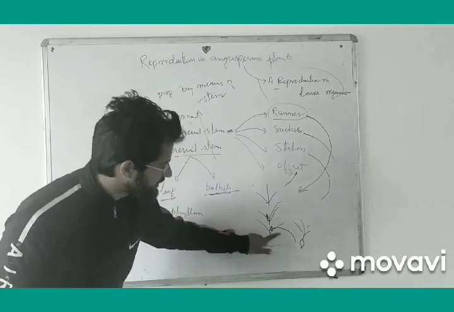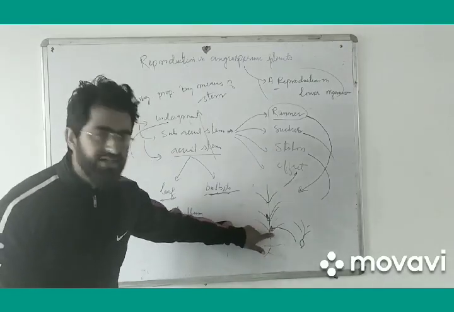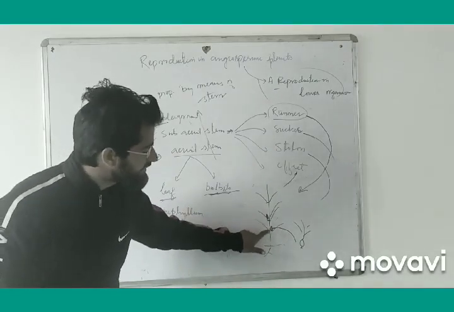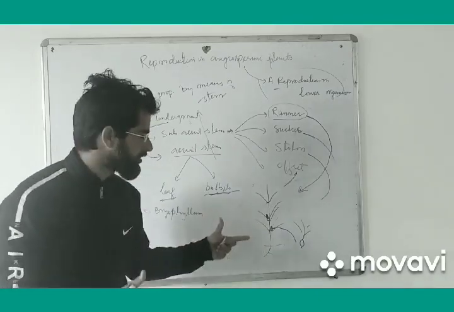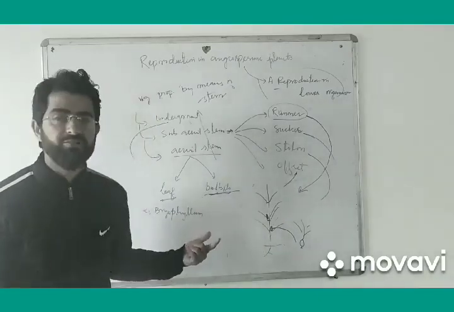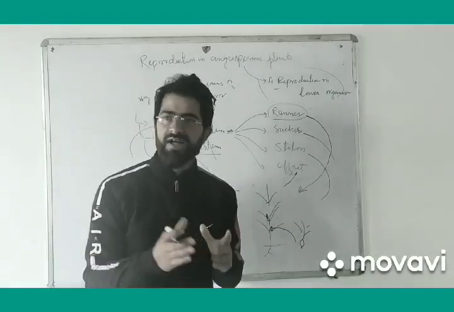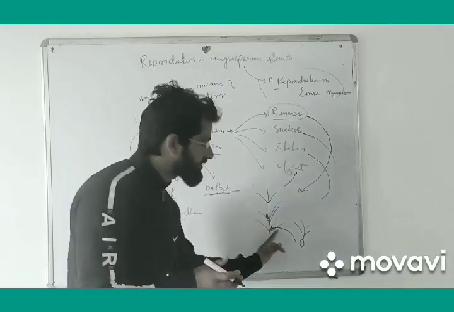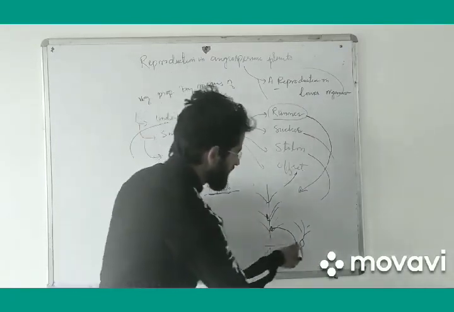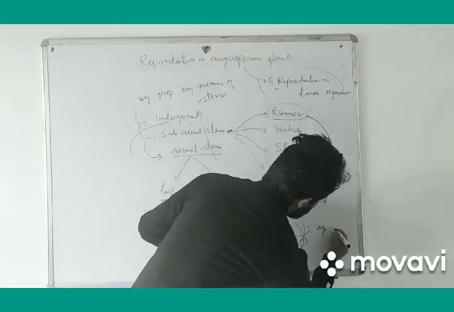Such types of structures which develop in the axils of leaves or branches, and these structures bulge out and form a structure which we call bulbils. What are bulbils now? Bulbils are modified buds arising from the axils of leaves or branches. It helps the plant in propagation, right? Usually reported in Dioscorea.